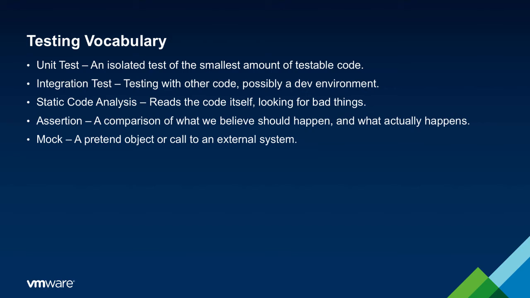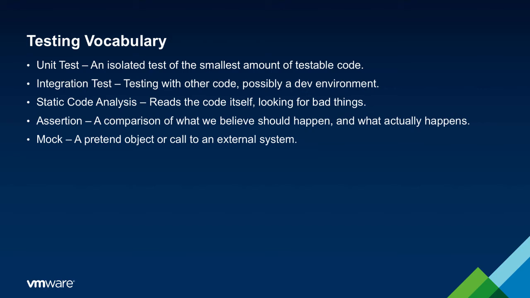An assertion is really what our test actually is, a comparison of what we believe should happen and what actually happens. So we run the code and we say the output of this code should be this object type or this value or something along those lines. So that's the assertion that we make.